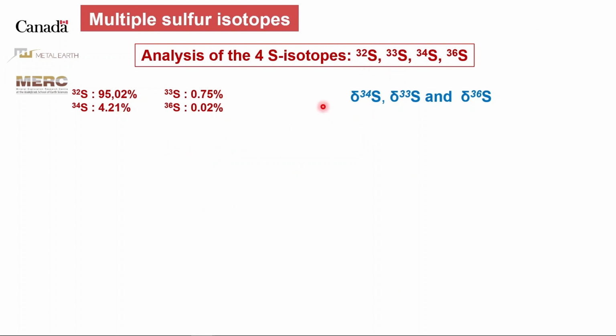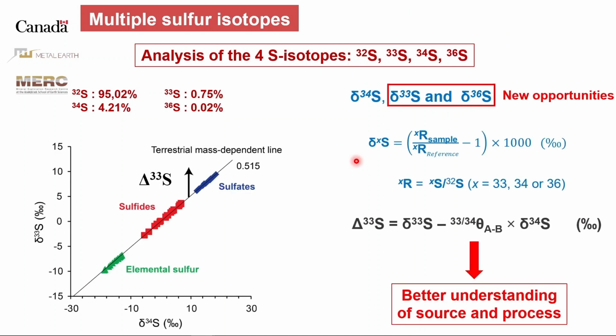The classical analysis of sulfur isotopes is the delta 34S, which is basically the ratio of 34S and 32S. But with multiple sulfur isotopes, we can analyze the 4 isotopes of sulfur. So we can also have the delta 33S and delta 36S, which give a lot of other information. You can have a better understanding of the source, but also an idea of the process.